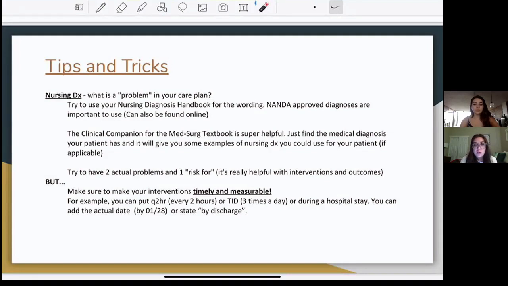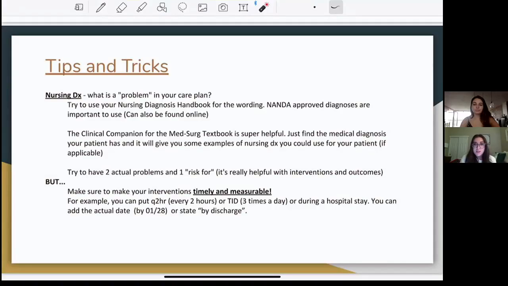And then make sure with your interventions that they're timely and that they're measurable. So some examples we have here is that you can put that you want to achieve your goal every 2 hours or 3 times a day, or you can put by discharge or the actual date. So there's a few different ways that you can make your goals timely and measurable.